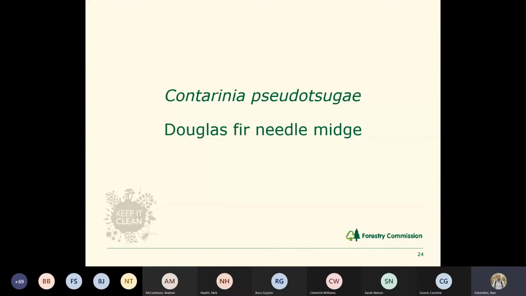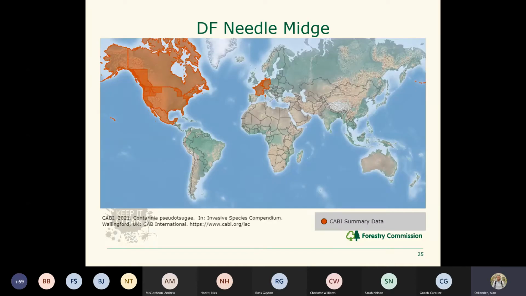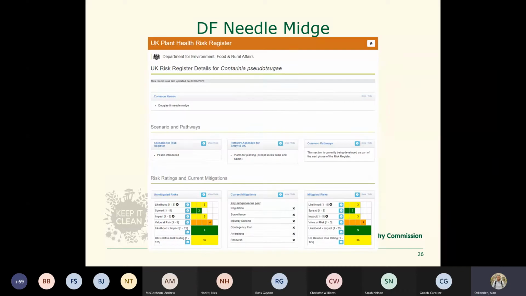So now we'll go into having a look a little bit at Douglas fir needle midge, found in North America and a few places in France and Germany and the Low Countries. Not that widely distributed, not present within GB.